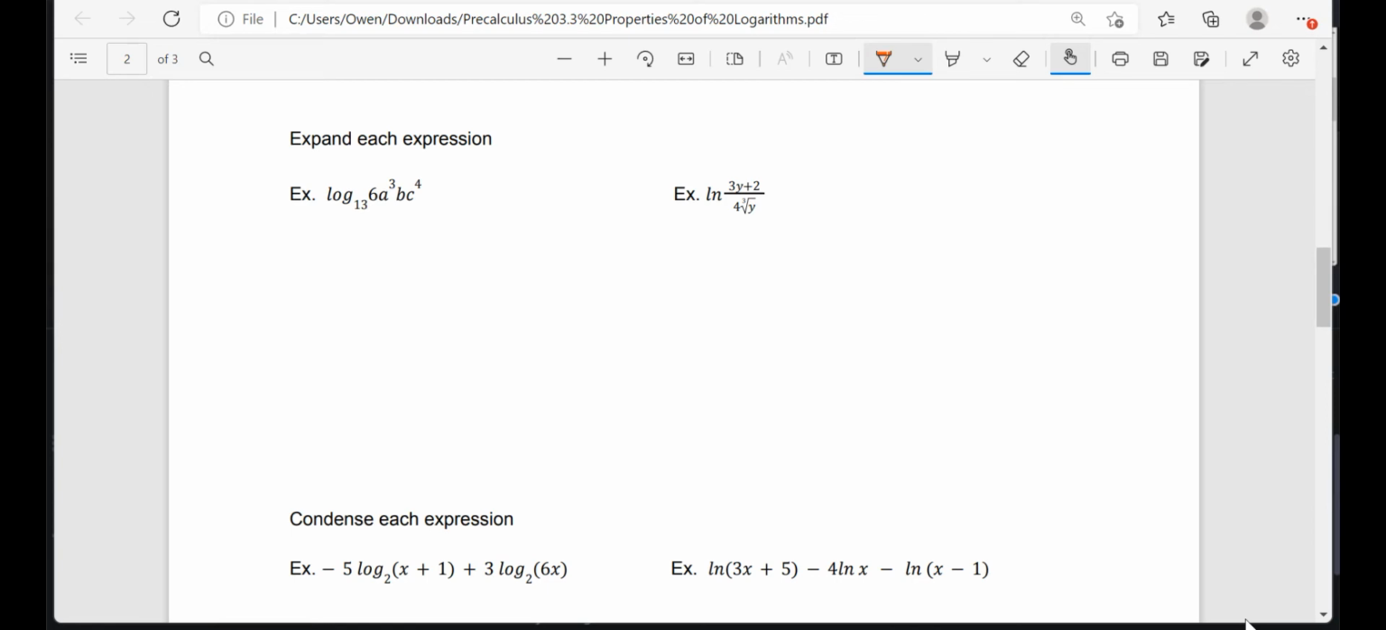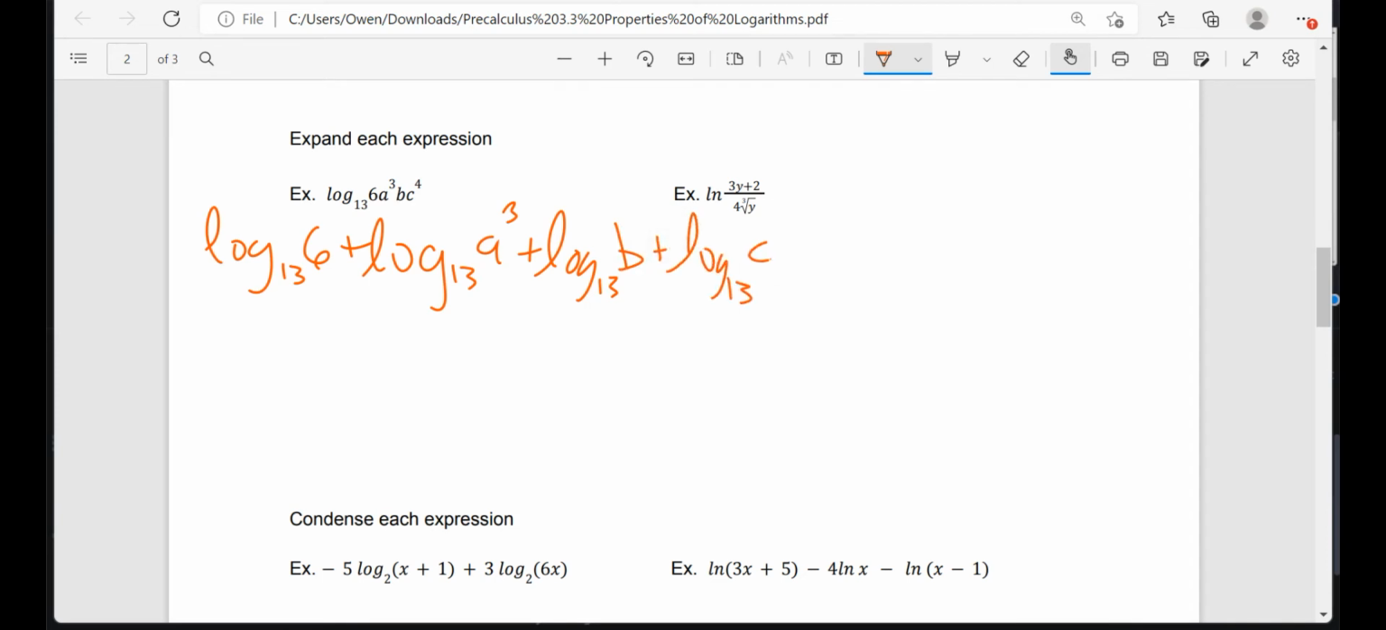to expand. So we have log base 13 of 6 times a to the power of 3 times b times c to the power of 4. So I see a lot of multiplication here. So when we think multiplication and then we're going to be expanding it, we're going to switch it to addition. So I'm going to straight up add log base 13 of 6, add log base 13 of a to the third, add log base 13 b plus log base 13 c to the fourth.